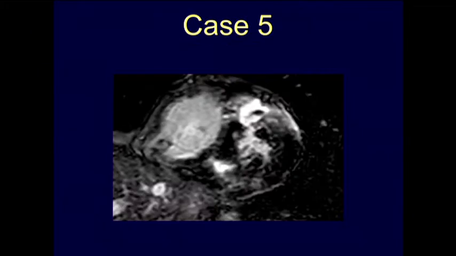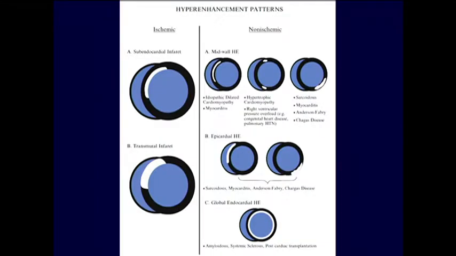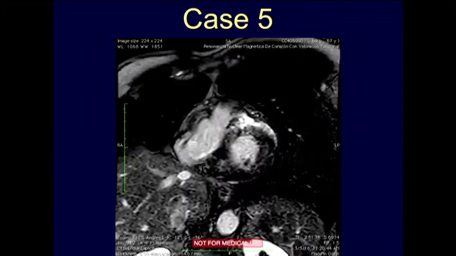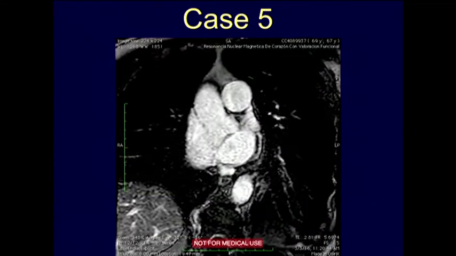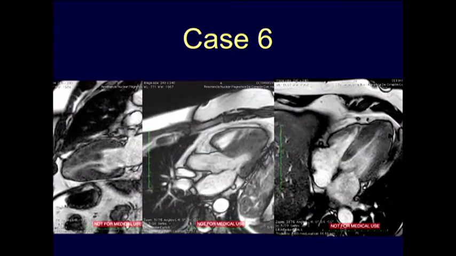Let me go back. I forgot to copy that slide here. Sarcoidosis, myocarditis, and Chagas are reported with mesocardial enhancement and subepicardial enhancement. But here we have a follow-up of 36 patients. Most patients have a distribution in the inferior lateral wall and in the apex. Most of the cases we see are transmural.